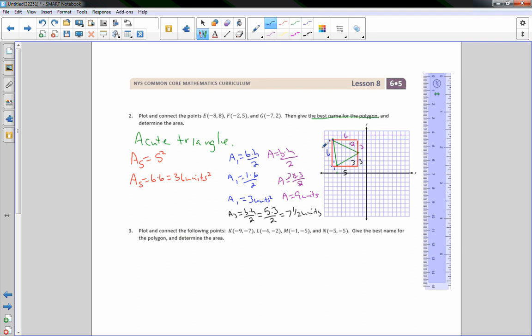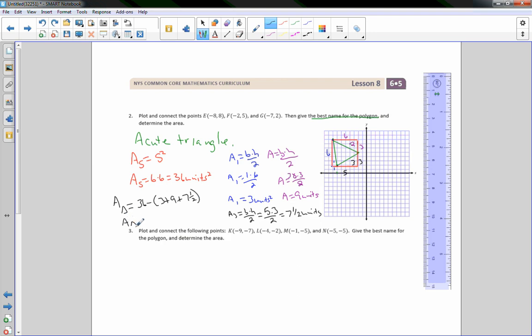Okay, so I know the area of the whole thing, and I know the area of the 3 triangles outside this green triangle. So I need to take the area of the red square and subtract the area of triangles 1, 2, and 3. So the area of the triangle I'm looking for equals 36 minus the sum of the other 3 triangles, which is 3 plus 9 plus 7 1/2.